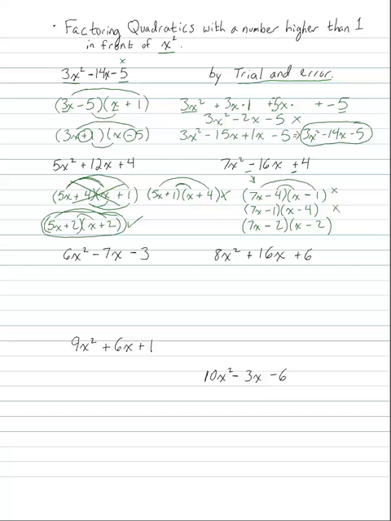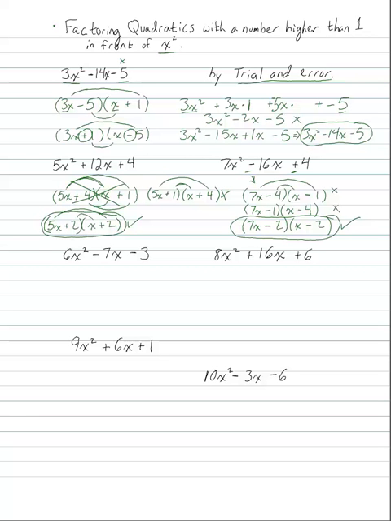Let's try the last set. We don't have to switch to minus 2 and a minus 2 because they're the same numbers. 7x times minus 2 would be minus 14. Minus 2 times x would be minus 2x. So that one would work. That would add me a minus 16.